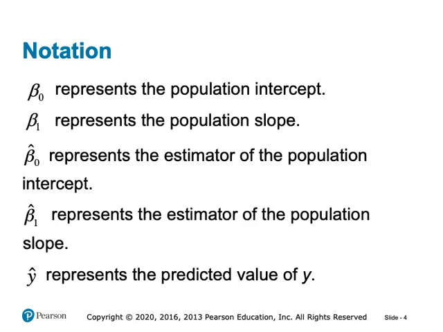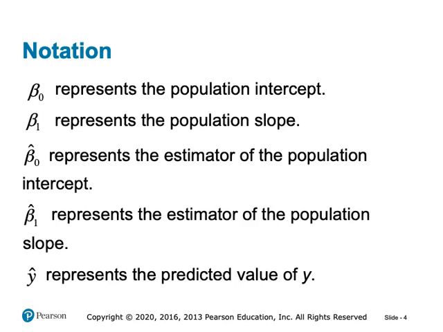However, as we discussed earlier, we rarely have data for the entire population. Instead, we work with sample data, and from this sample, we calculate estimates of the intercept and slope. These estimates are our best guesses for the true population values. The estimator of the population intercept is represented by hat beta 0. This is the value we calculate from our sample data, and it serves as an estimate of beta 0, the true intercept. Similarly, the estimator of the population's slope is represented by hat beta 1. This is the slope calculated from our sample, and it serves as an estimate of beta 1, the true slope.